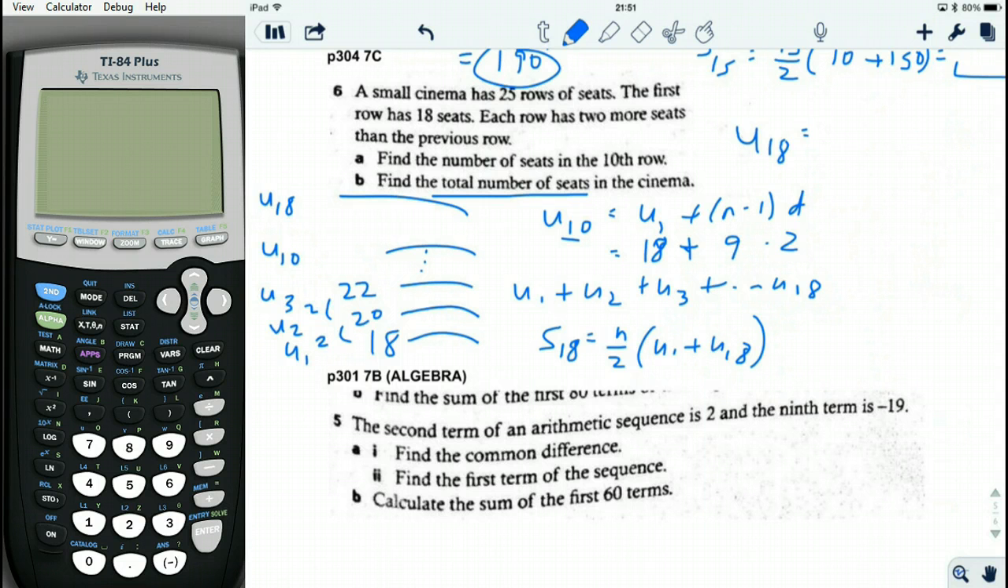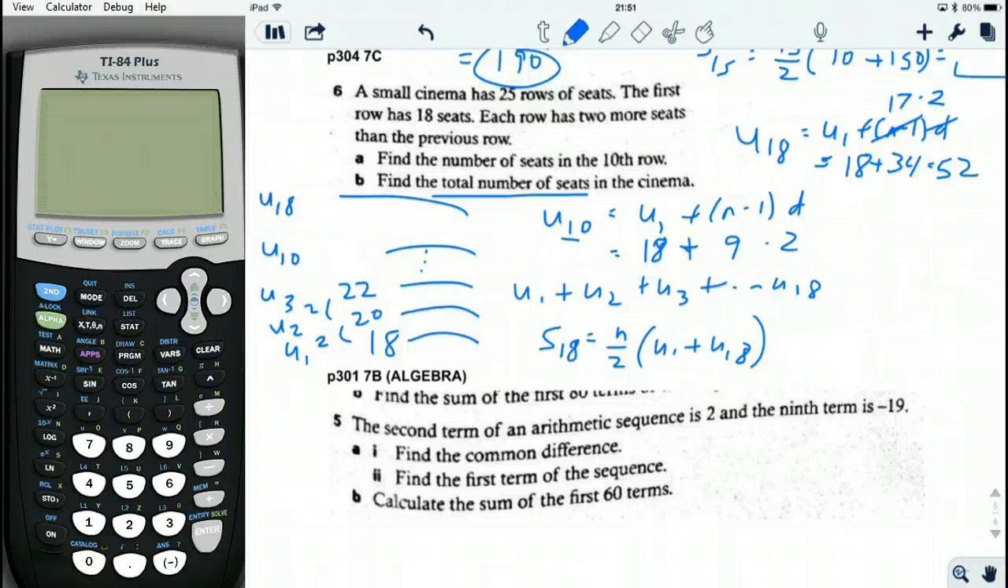U18 is equal to the first row plus n minus 1 times d. N minus 1 is 18 minus 1, which is 17. D is 2, right? Because there's a difference of 2 seats every row. So that's equal to, the first row is 18 plus 17 times 2, which is 34, right? Okay. And if you add those up, 34 plus 18 is something like 52.